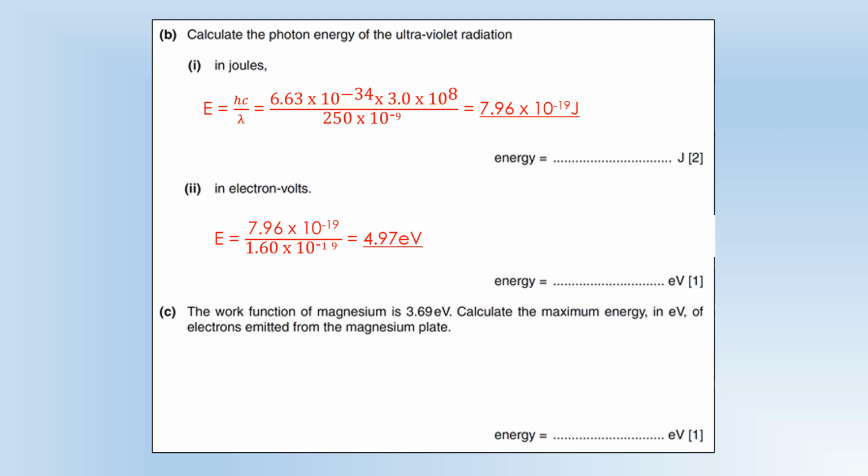We've now got the work function. So to calculate the maximum energy, we're just going to find the difference between our two energies. It gives us 1.28 electron volts.